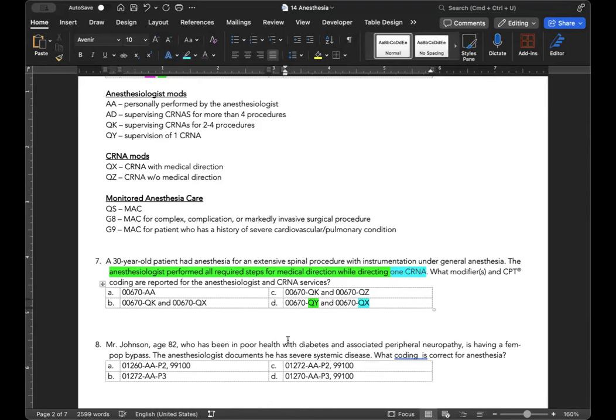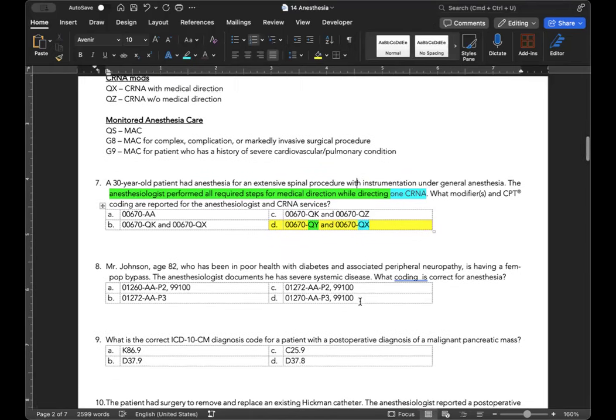Okay. So again, they're not testing you from a code standpoint on this one. They're testing you to see if you know which modifiers to use. Okay. Any questions on that one?